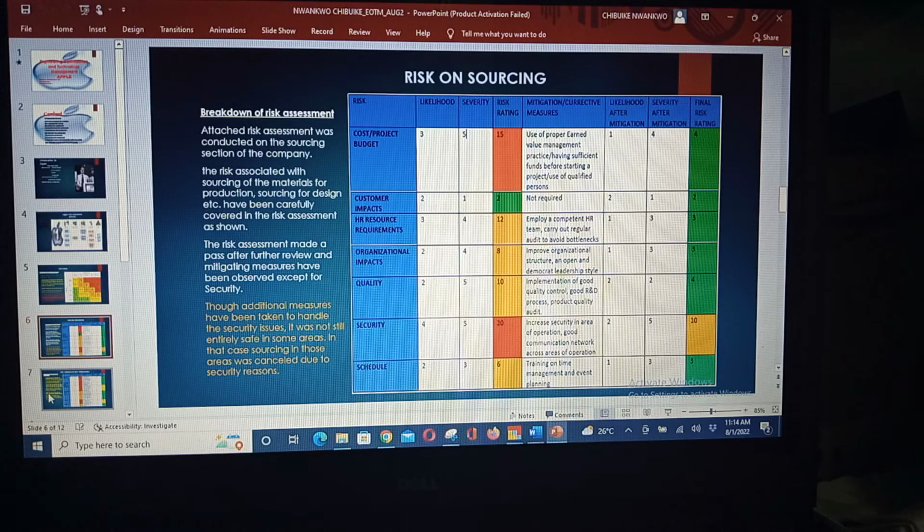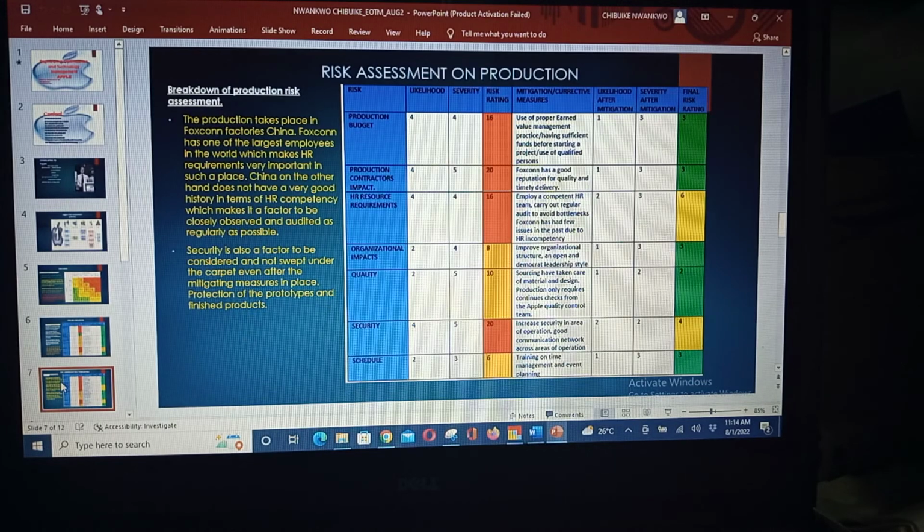The presentation continues for the production risk assessment carried out. Lots of reds here, but after the mitigating measures, we are down to green. I don't want to take much of our time. It's so on and so forth.